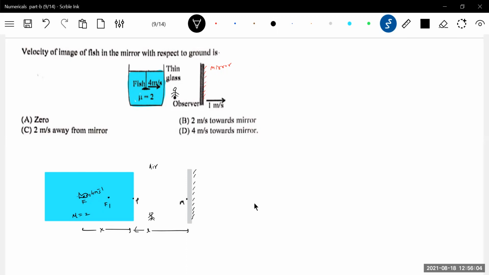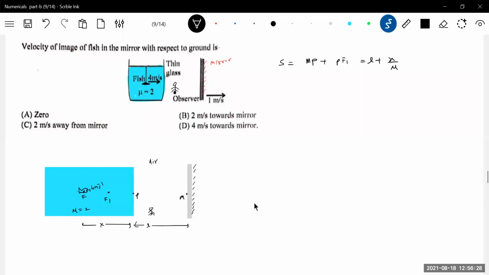So the distance of that, what the mirror will see, will be mp plus pf1. So what is mp? mp we have chosen to be equal to l. pf1 should be equal to x by mu. Okay, this is the distance of the fish as seen by the mirror.